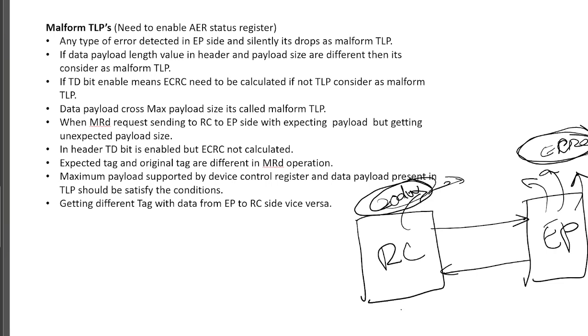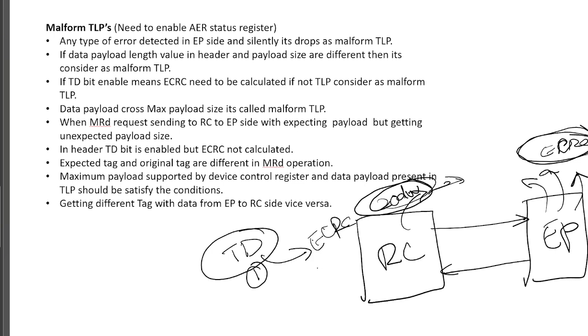In a TLP header we have a bit called the TD bit. That TD bit indicates whether you want to calculate ECRC or not. In some cases you don't want to calculate ECRC in every packet, so you can disable that bit by giving it a 0. If TD bit is 1, it means both the receiver and transmitter sides have to calculate the ECRC.